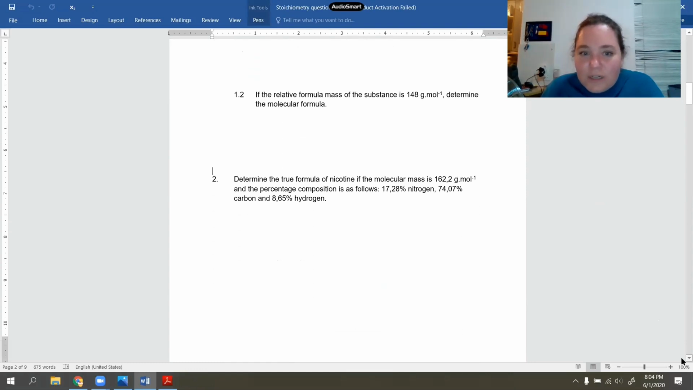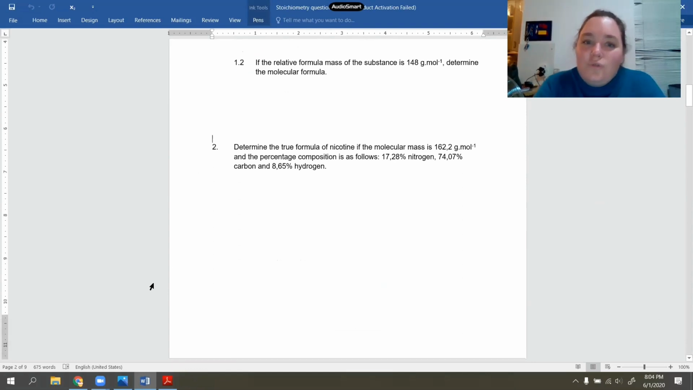Okay, so here's your question. Determine the true formula of nicotine. True formula means its actual molecular formula, not the empirical formula. If the molecular mass is 162.2 grams per mole, you may find that you just want to work on 162. Usually the Department of Education does not give you formulas that have decimals in them. You can leave it in for now, it'll just cause a bit of rounding. And the percentage composition is as follows over there. All right, so nitrogen's 14, carbon's 12, and hydrogen's 1.